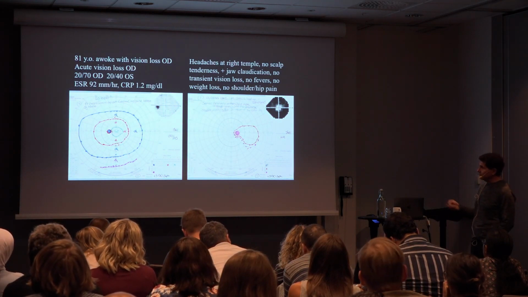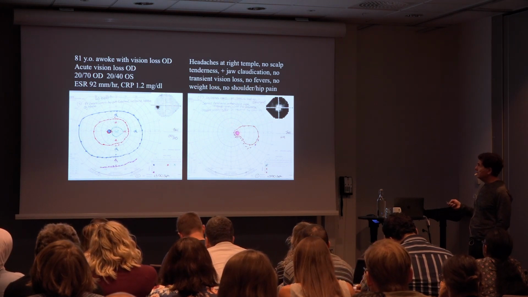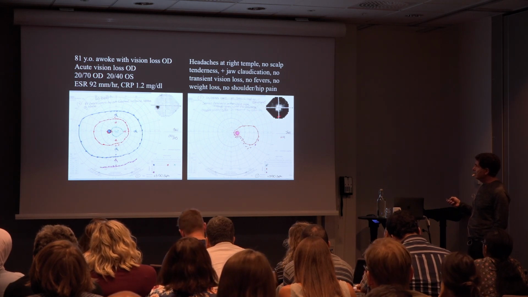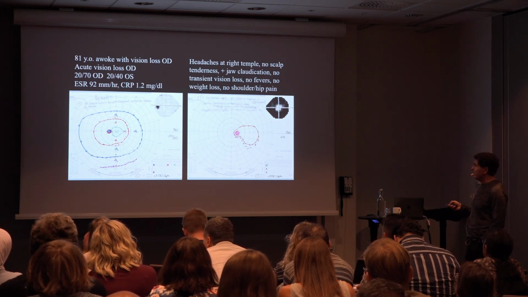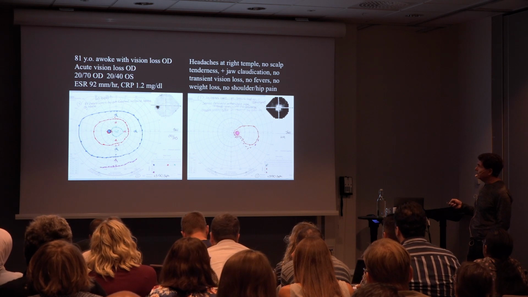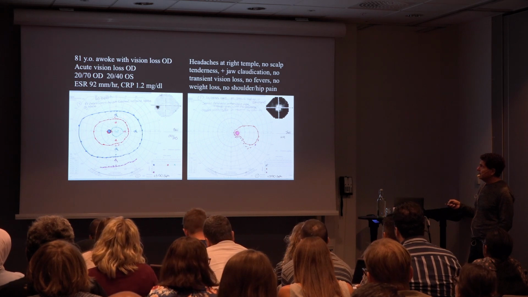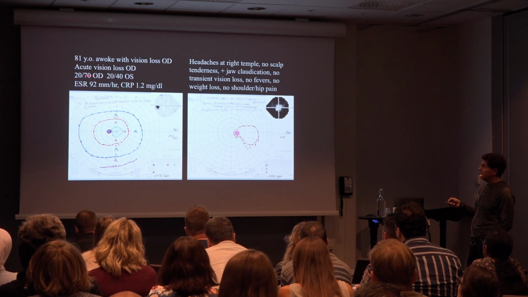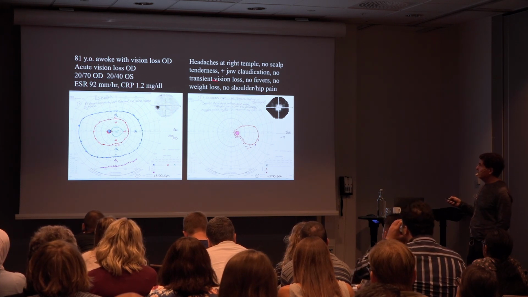So this is an 81-year-old who awoke with vision loss in the right eye, profound vision loss. So it's hand motion vision. The outside automated perimetry showed a lot of loss with a little bit of preservation in the center, but still hand motion. This was the kinetic visual field. This eye went to hand motion, but initially it had 20/70, 20/40. Sed rate was high, and the C-reactive protein was high. And there were other symptoms.